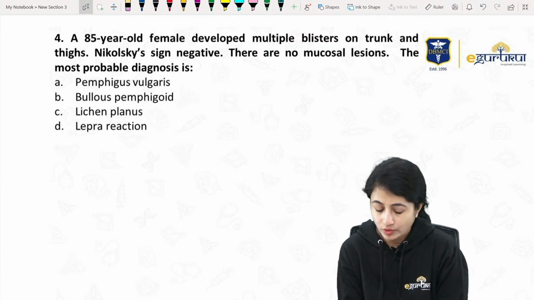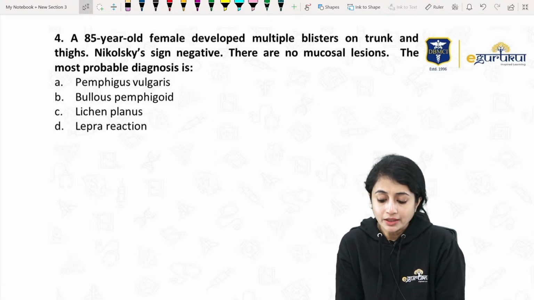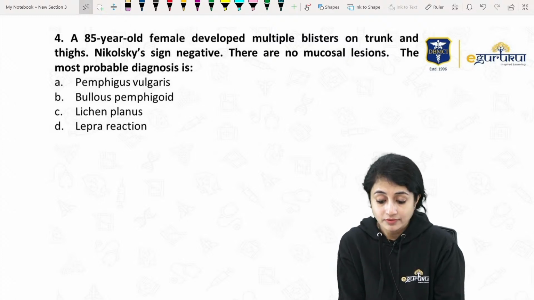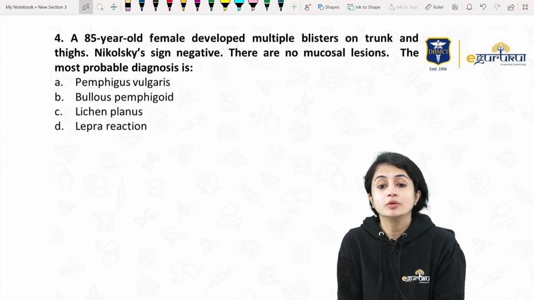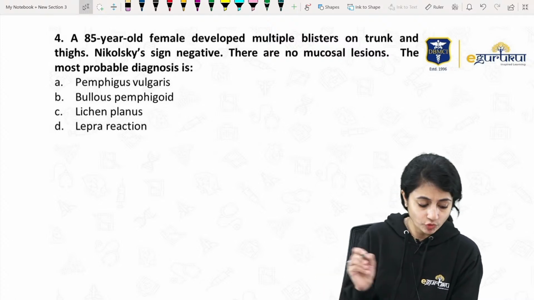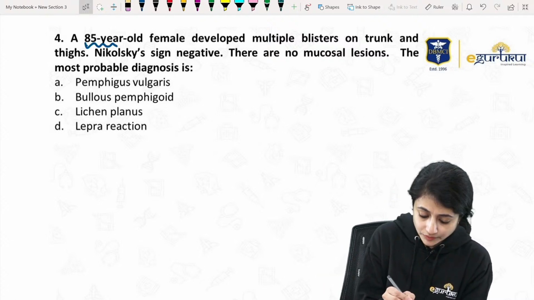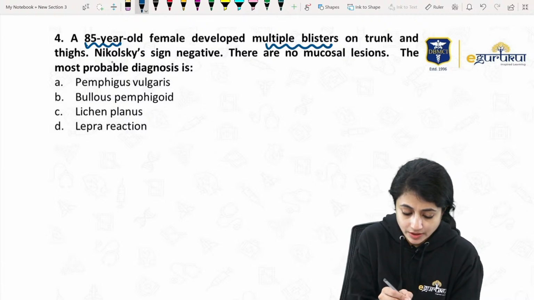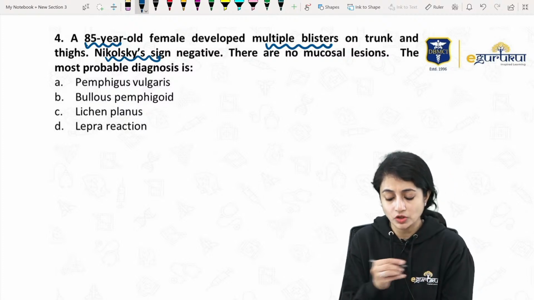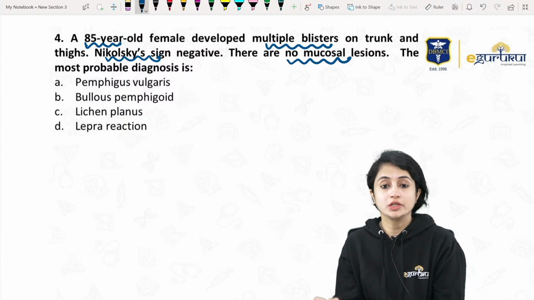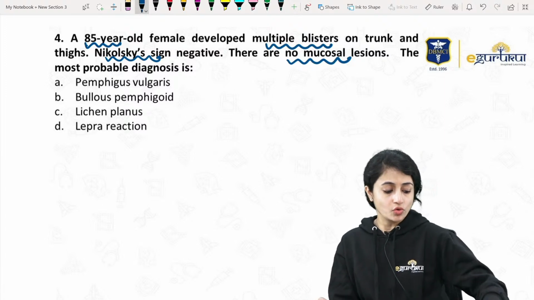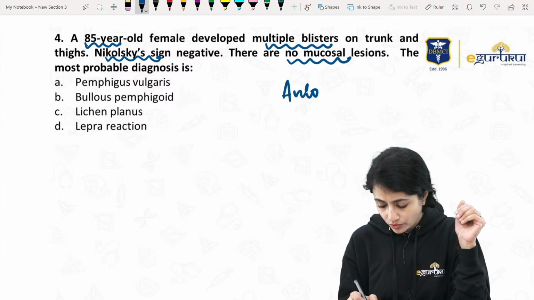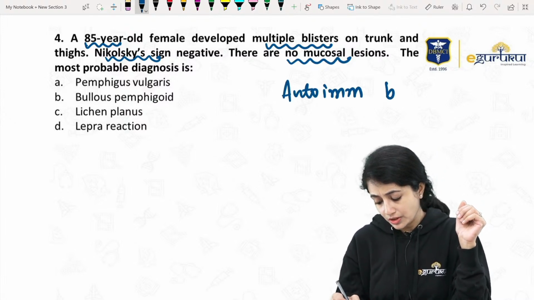An 85-year-old female developed multiple blisters on trunk and thighs. Nikolsky sign is negative. There are no mucosal lesions. The most probable diagnosis is. What do I have here? An 85-year-old female presenting with multiple blisters with negative Nikolsky sign and no mucosal lesion. Okay, so broadly, this question is dealing with my autoimmune blistering disorders.